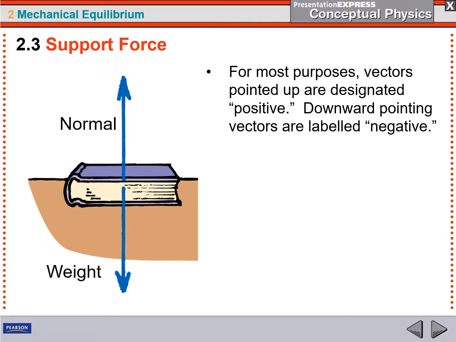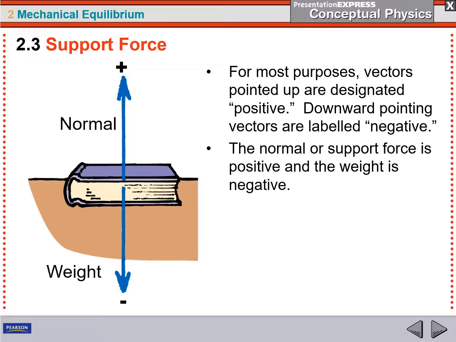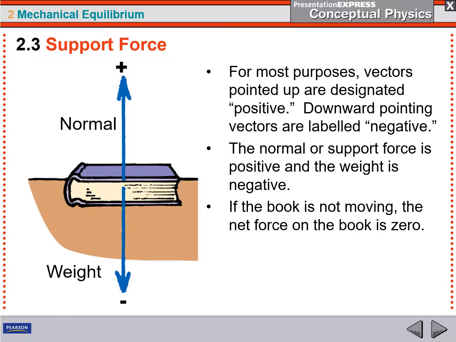By the way, if we put numbers to these vectors and then added them together, we'd have to designate one of them as positive and one as negative. Traditionally, vectors pointed up are positive. Vectors pointed down are negative. Similarly, if we have a vector to the right, we will call that positive. If we have a vector to the left, we would call that negative. So in this case, the normal or support force is positive, the weight is negative.